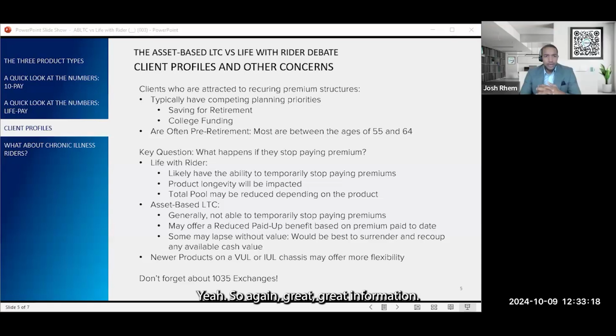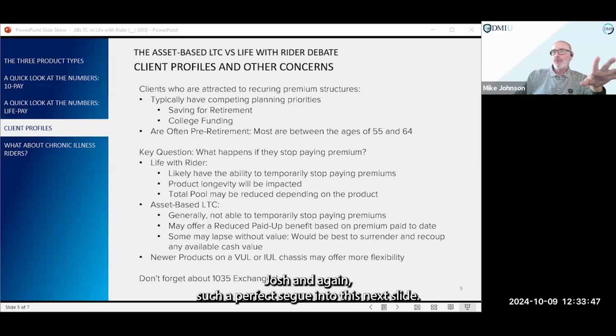So again, great information. I know a lot of great options. One thing that we run into pretty often is there are those life insurance products that have inherent, or sometimes referred to as free, long-term care chronic illness riders, or at least free is the perception. Is it free? Can you tell us a little bit about those types of benefits in these types of policies? Yeah, absolutely, Josh. And again, such a perfect segue into this next slide.